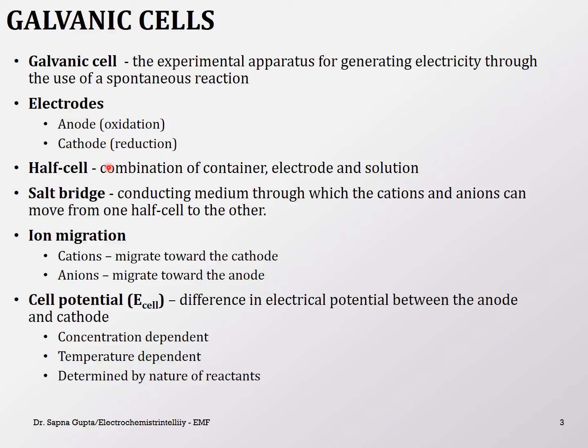Okay, so a half cell is a combination of the container, which is the electrode, and the solution, which means just the anode part, or the cathode part. That's going to be a half cell. A full cell would be a galvanic cell. And then you need a salt bridge, which will conduct the ions.